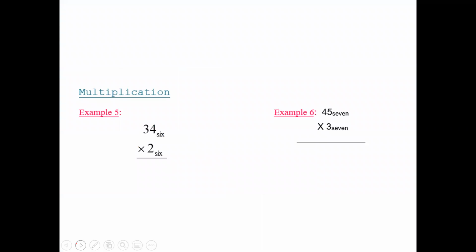All right, so turn over to your last section of your notes. It is going to be on multiplying and dividing numbers other than bases of 10.